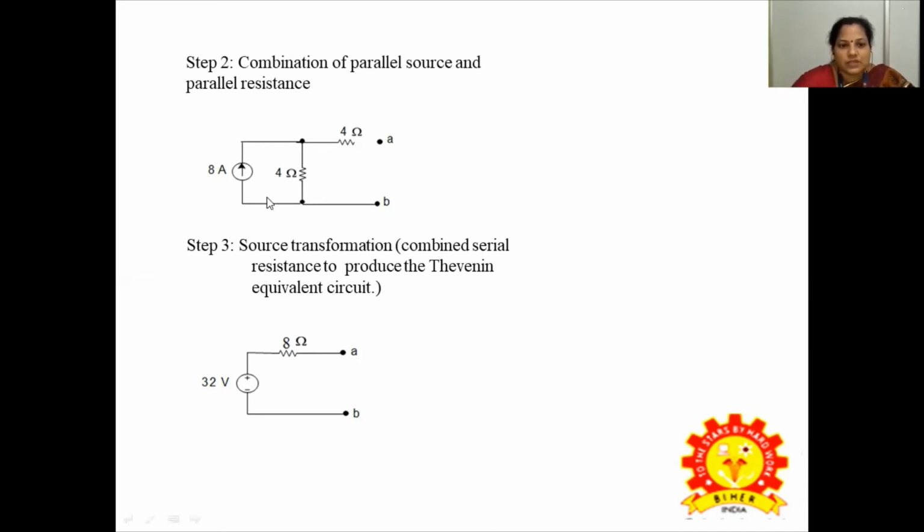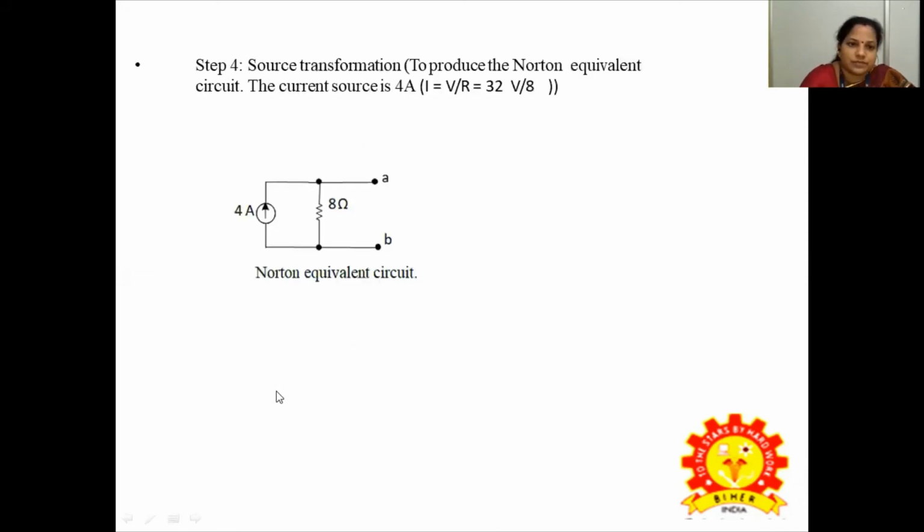Step 3: the source transformation combines the series resistance to produce the Thevenin equivalent circuit. Then a source transformation produces the Norton equivalent circuit, where the current source is 4 amps.